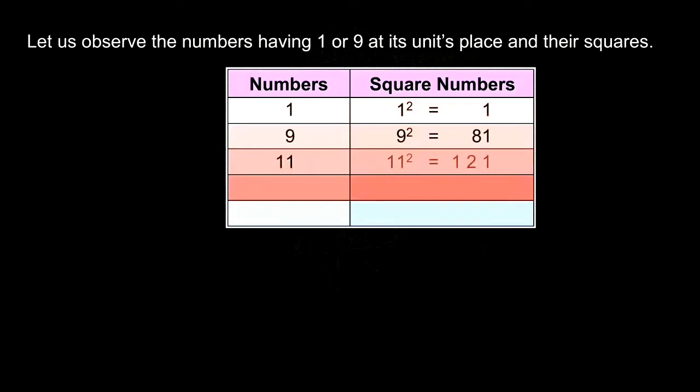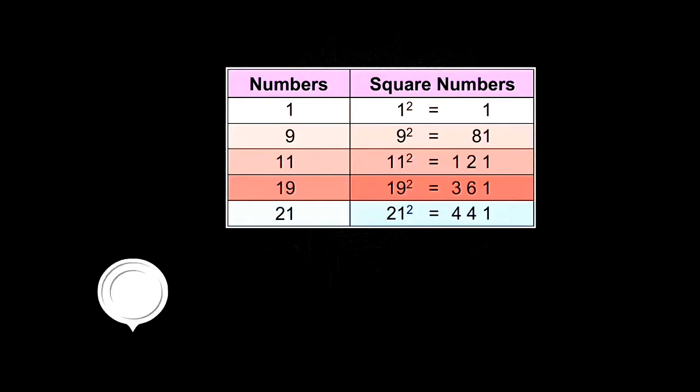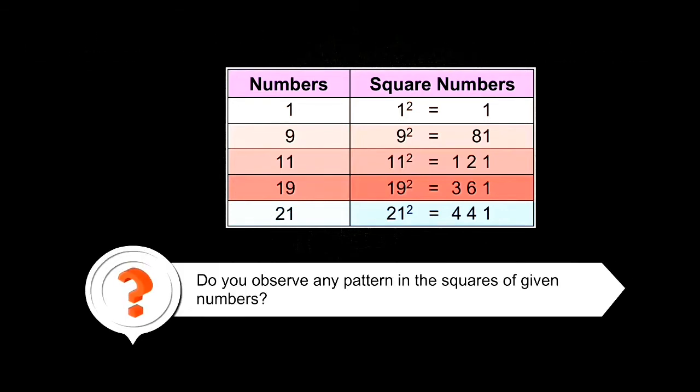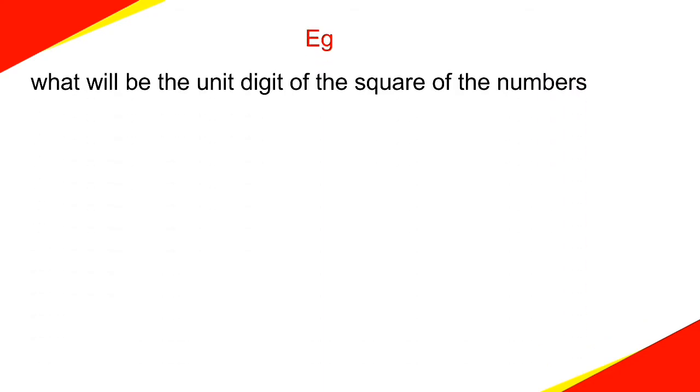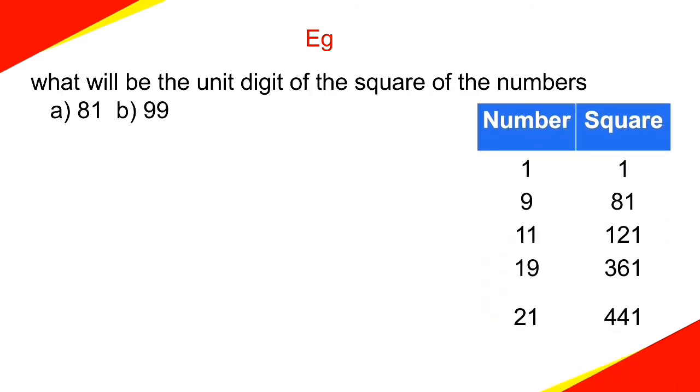Let us observe the numbers having 1 or 9 at its units place and their squares. Do you observe any pattern in the squares of given numbers? If a number has 1 or 9 at its units place, then its square always ends with 1. Example: what will be the unit digit of the square of the number? Option A 81, option B 99.